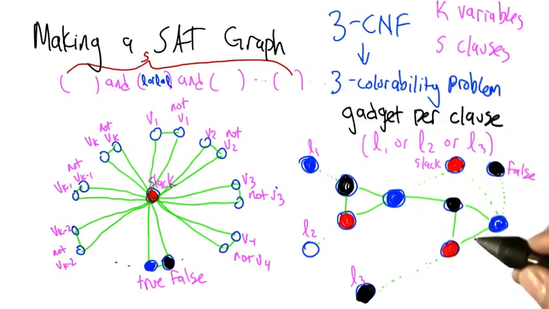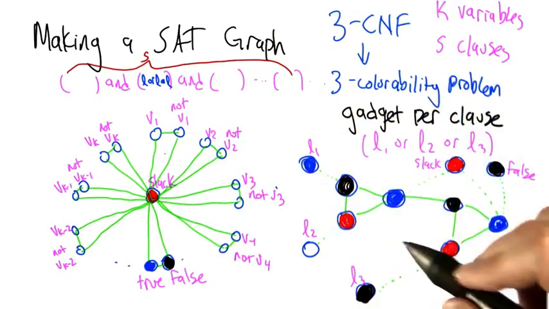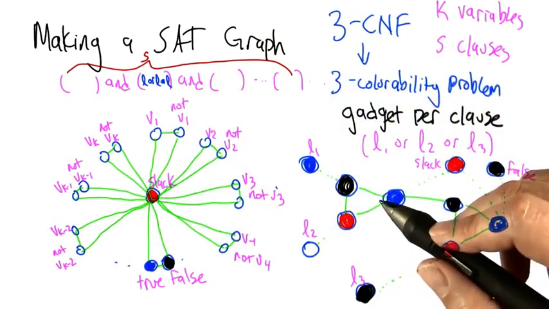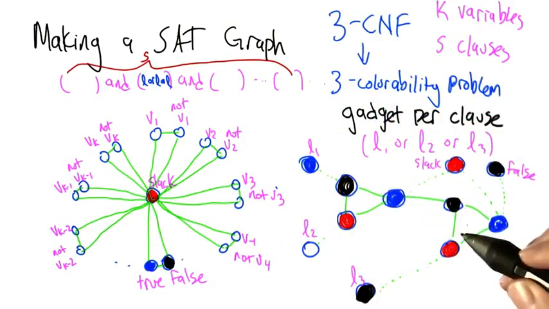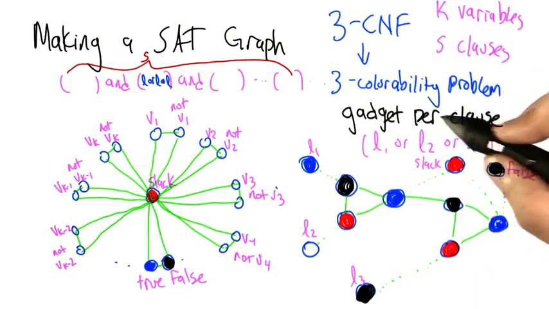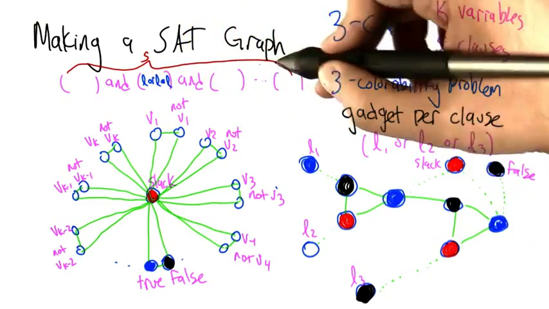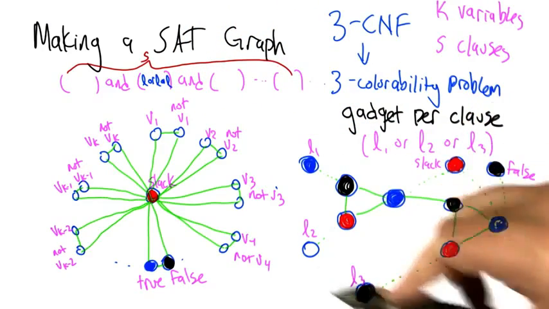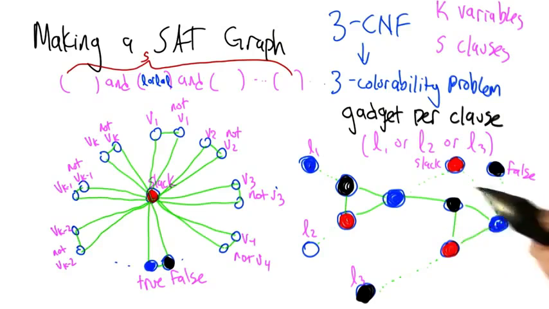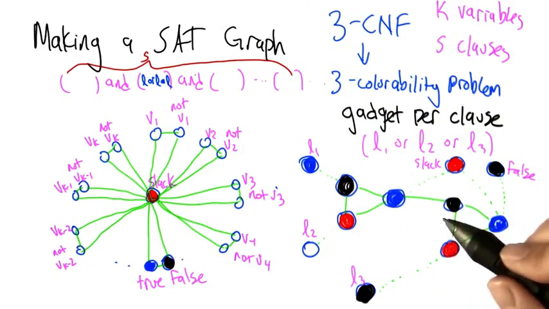So we create one of these gadgets for each of the clauses, connect them to the rest of the graph, and now we get this giant graph. And that whole graph is colorable if and only if all the gadgets can be colored, which is the same as saying if and only if all the clauses can be satisfied. And since they're all connected with ANDs, that's exactly what we wanted it to be. So this graph that we've built is colorable if and only if the entire formula is satisfiable. That's kind of cool.